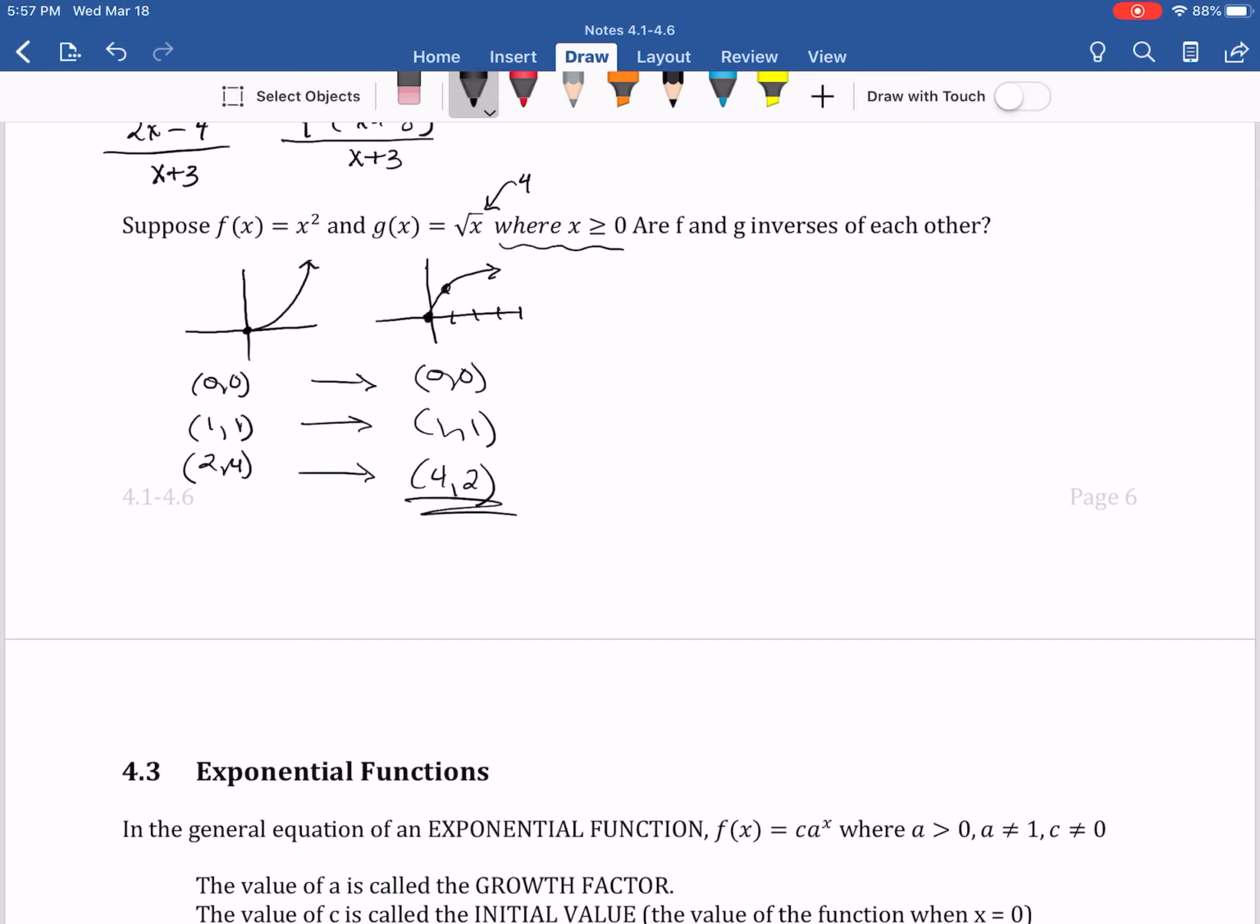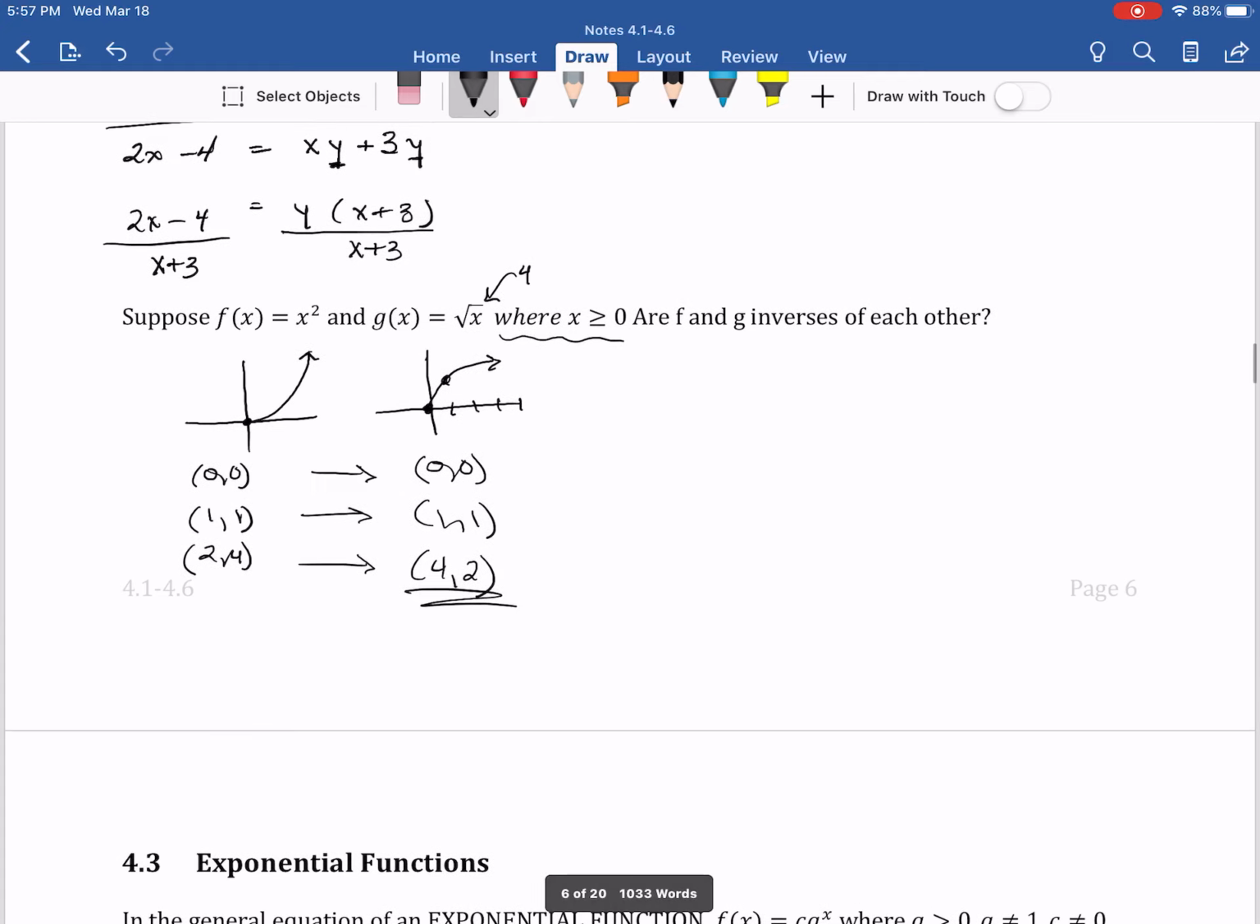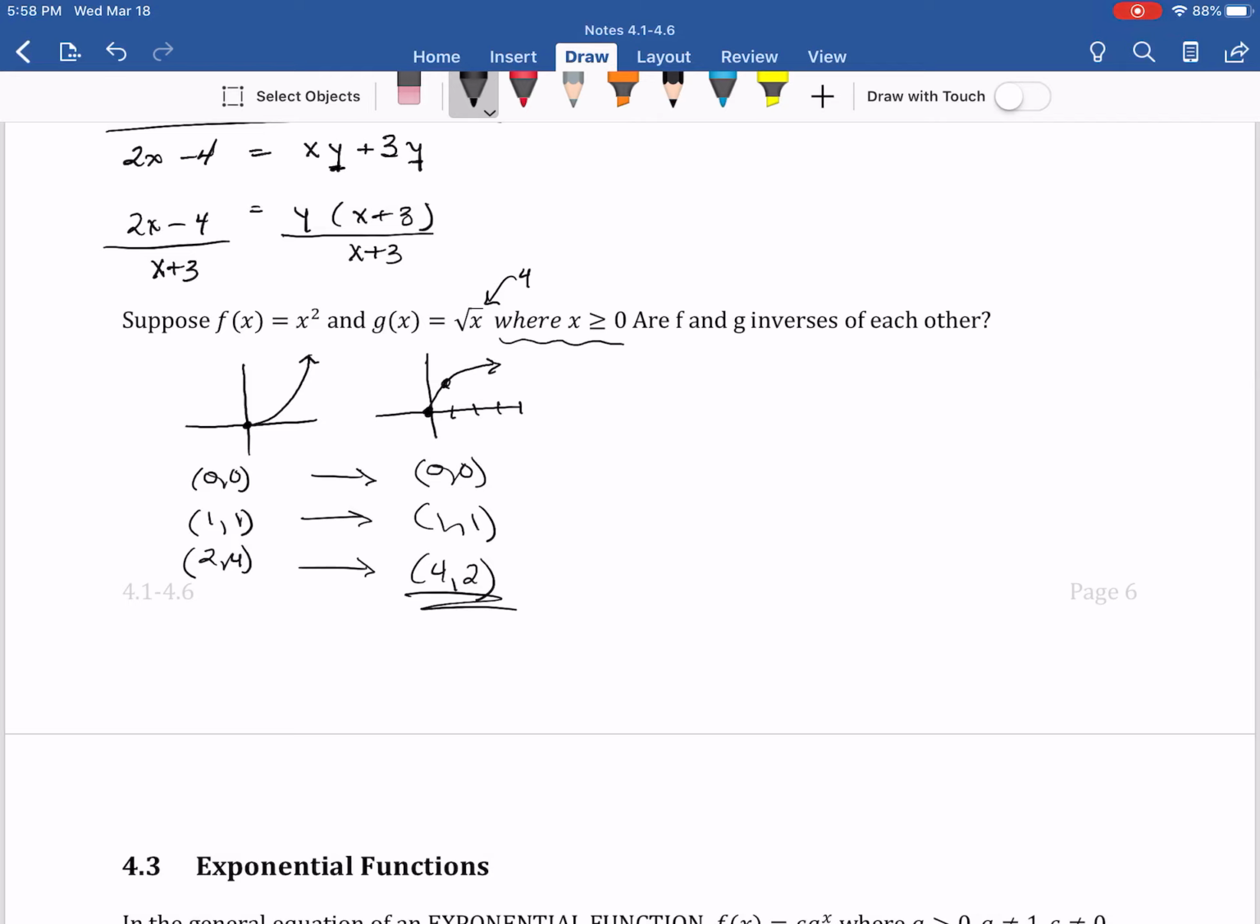Now, it's a good thing that we were told that x can only be 0 or more, because if I didn't have that restriction on the graph of f, I would have had that left-hand section, and if that were the case, I would not have inverses of each other, because that function f with both halves included is not 1-to-1, and therefore its inverse does not exist. But because I've got the restriction on the domain that x is at least 0, I do have two functions that are inverses of each other.